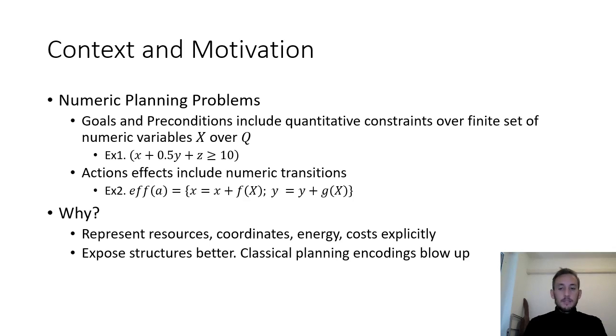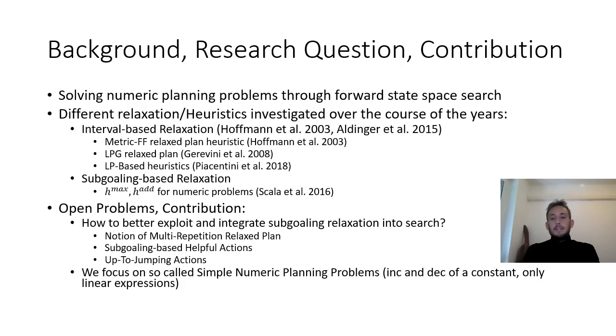When you express this information explicitly, you can exploit it for reasoning much better, something that is difficult to do if you use a pure classical planning approach, which basically will hide your numeric structure. A common and somewhat effective way to solve numeric planning problems is using forward state space search. However, the effectiveness of such an approach depends on how well the search over this state space is guided.